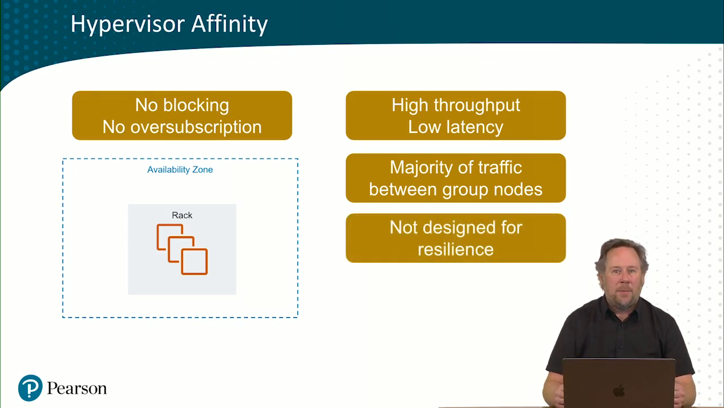Let's say, for example, that all of your resources that exhibit hypervisor affinity end up on the same server or in the same rack. And then the provider has to perform some sort of maintenance, which includes powering down the entire rack. You would lose the entire cluster in that case. How can we address that?